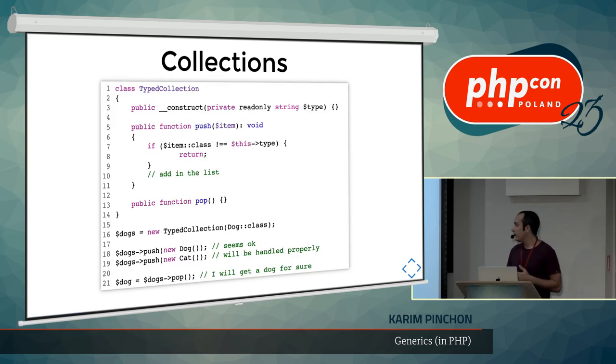One more advanced and safer implementation is what we call a typed collection. So we will set the type the collection should handle in the constructor. And then at runtime, we will check if the item we try to push in the collection will be the type we want. So by doing that, we will be sure that when we pop an element, we will have what we expect. So this is really safer.